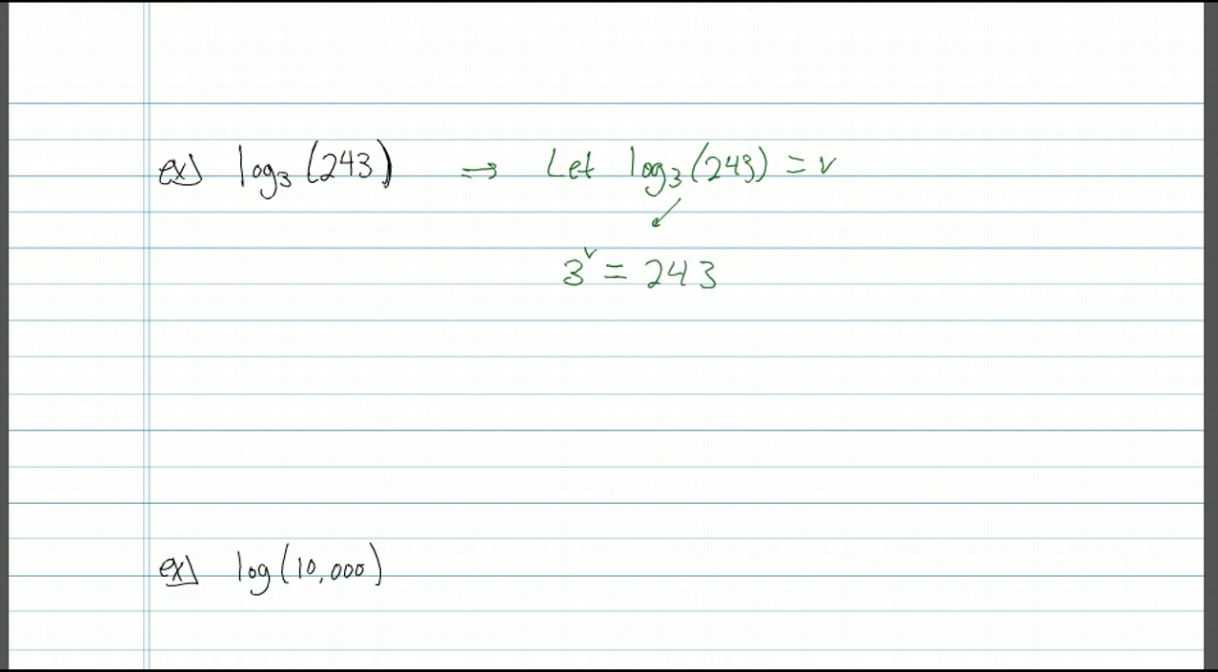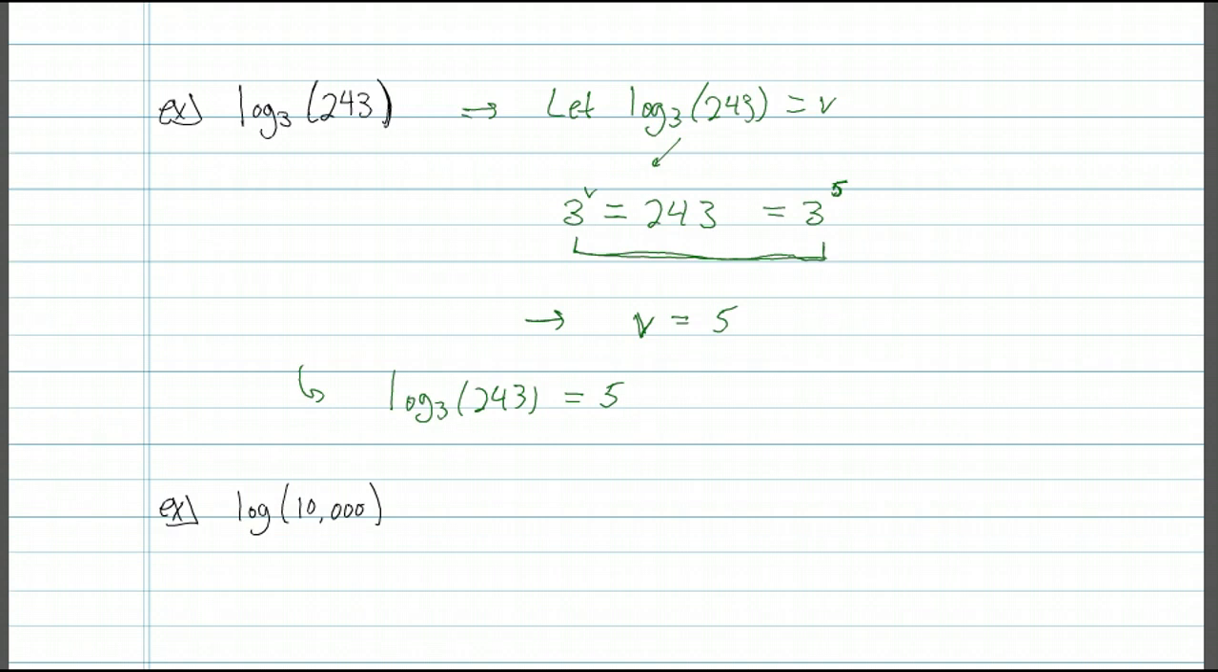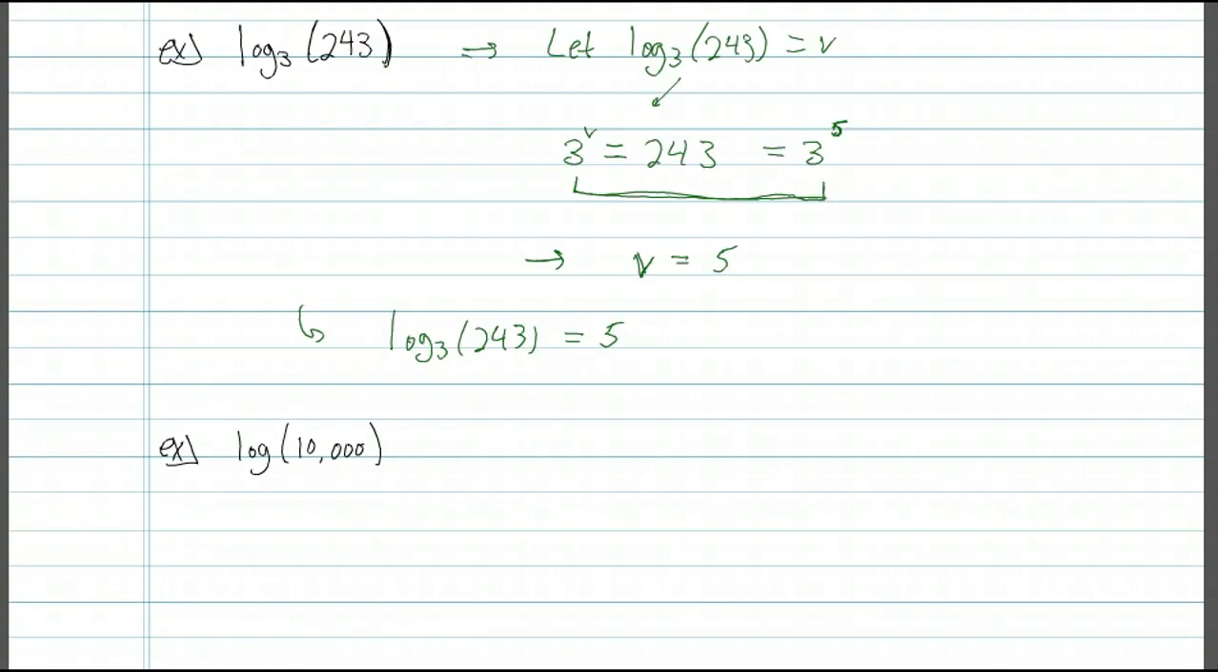Now, 243 happens to be a power of 3, so this works out perfectly for us. It's 3 to the 5th power, so what do we conclude from there? If the bases are the same, the exponents have to be the same. So we must conclude that v must equal 5. Now what was v? We called that log base 3 of 243. So our conclusion is log base 3 of 243 is equal to 5. That's the power you have to raise 3 to get 243.